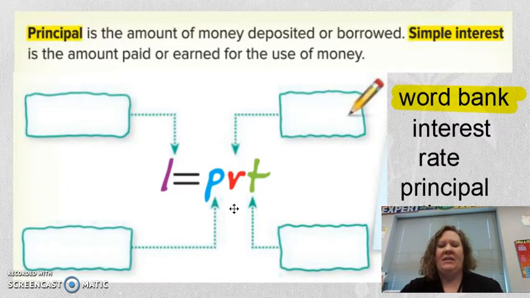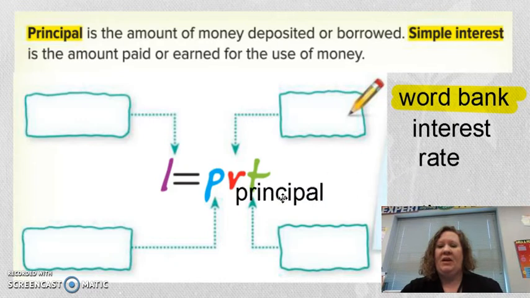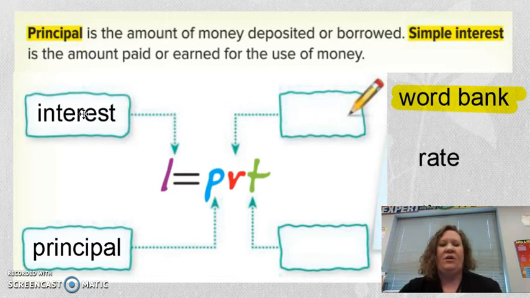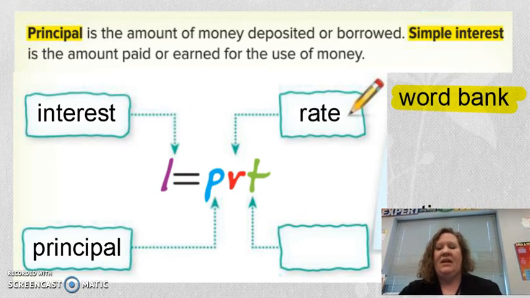Here again is the simple interest formula. I is equal to P times R times T. Principal is the amount of money deposited or borrowed. So P stands for principal. The simple interest is the amount of money that you get if you deposit money in the bank, or the amount of money that you have to pay back. I stands for interest. The R is the rate, which is the percentage, and T stands for time. And remember, the time must be done in years.